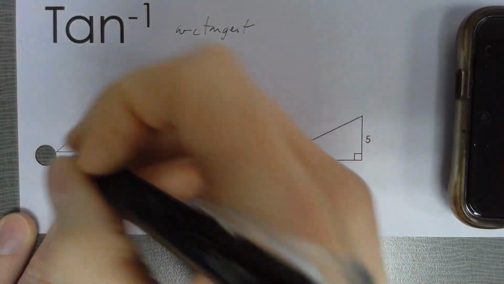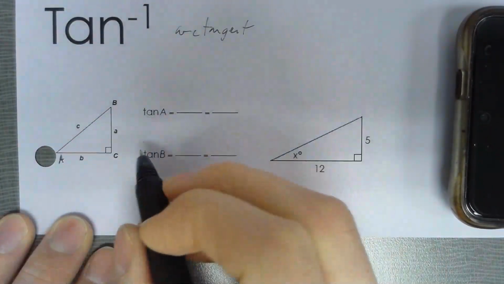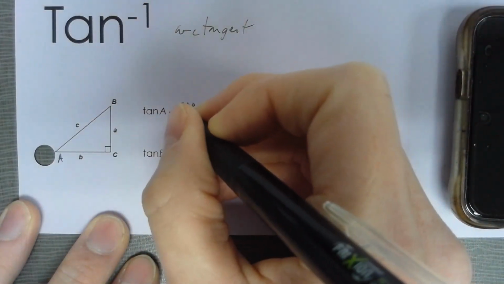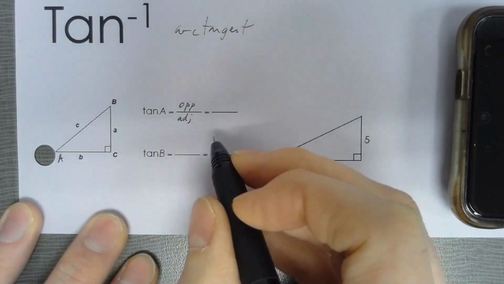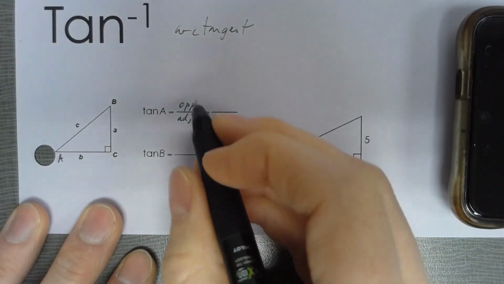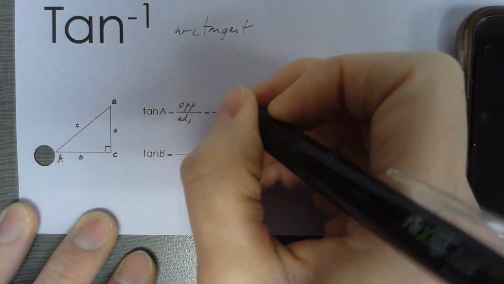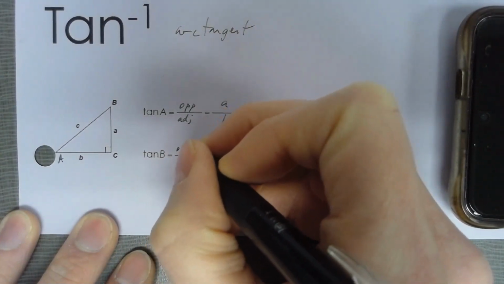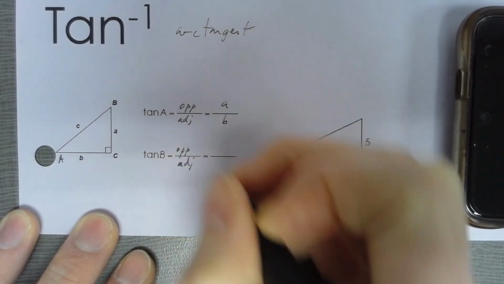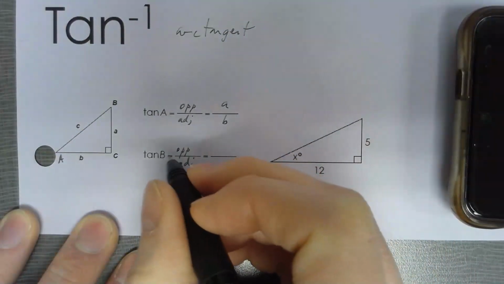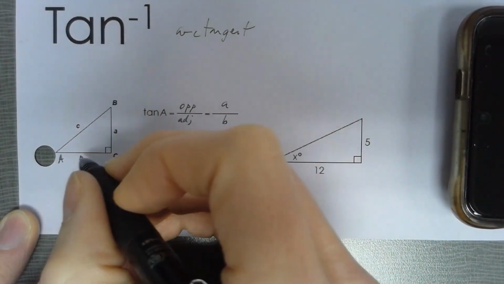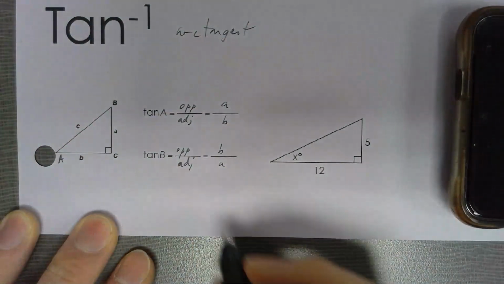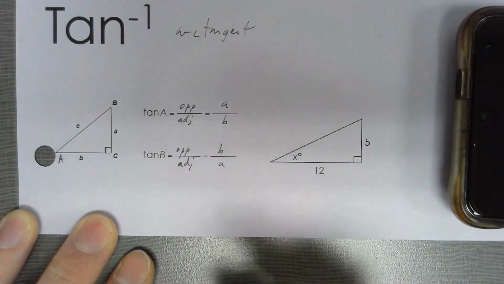This one, the circle's covering it up, but remember this was the capital A, just like in the other ones. So tangent of capital A is equal to the opposite over adjacent legs, just like in the previous section. The opposite leg is A, the adjacent leg to A is B, and tangent of B is opposite over adjacent still. In this case, B is the angle we're referencing. The opposite to B is B. The adjacent is A. So the tangent of A and tangent of B are reciprocals.